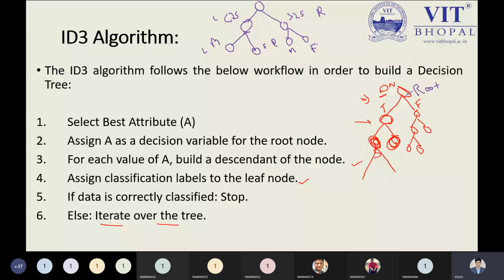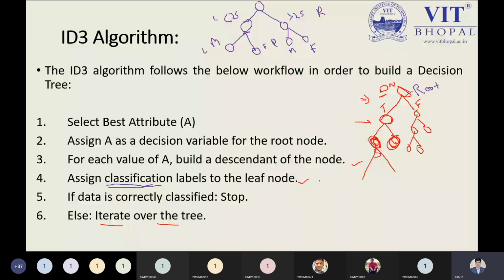So keep in mind, now come to the point on the algorithm. You select the best attribute and assign A as the decision variable for the root node, as you have seen over here. Now for each value of A, build a descendant of the root. So we are expanding the node, left node and right node, and so on. The process will go on iteratively. And assign a classification label. The word written over here is classification. It means the ID3 algorithm, the decision tree, is specially used for classification. That is my point. As a leaf node.